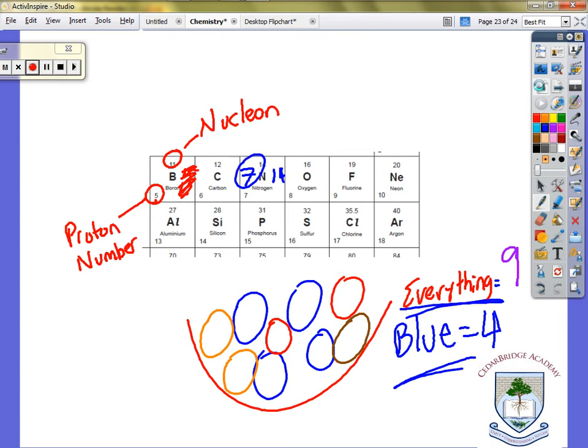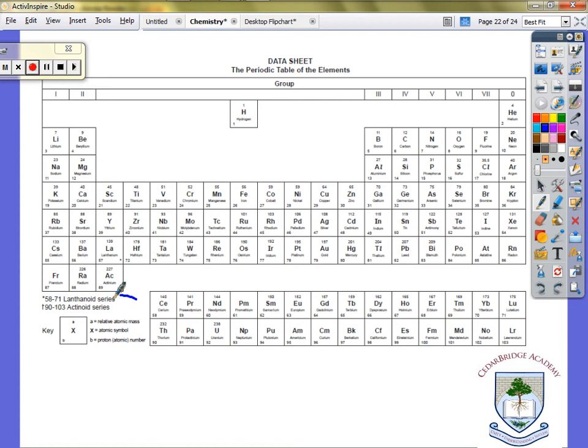Alright? On the Cambridge, they actually tell you this, and you may not be able to see it. On the back of the exam, they give it to you. Mass, proton number. And instead of using the term nucleon number, they use atomic mass. That's for later on, but it's all the same thing. They give it to you. Once you know your proton number, the other number is the obvious one.